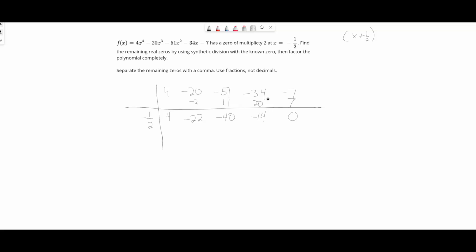But we're not done yet. They tell us the multiplicity is 2. So we can divide out another negative 1/2. Now don't look at this top stuff, it's done. Use the new line. We bring the 4 down. Negative 1/2 times 4 is negative 2. And we add these together. That's negative 24.